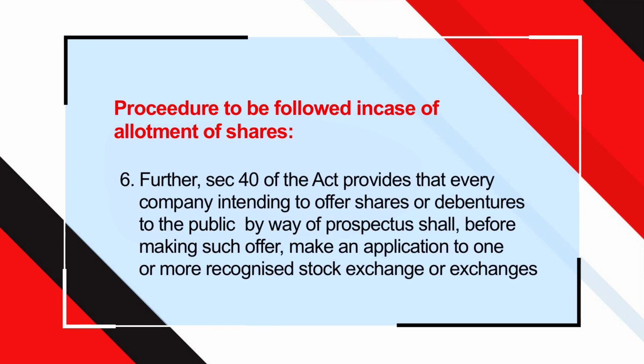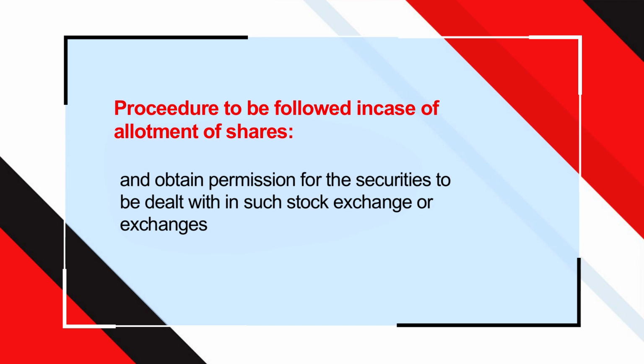Further, Section 40 of the Act provides that every company intending to offer shares or debentures to the public by way of prospectus shall, before making such offer, make an application to one or more recognized stock exchange or exchanges and obtain permission for the securities to be dealt with in such stock exchange or exchanges. Where a prospectus states that an application under subsection 1 of Section 40 has been made, such prospectus shall also state the name or names of stock exchange in which the securities shall be dealt with.